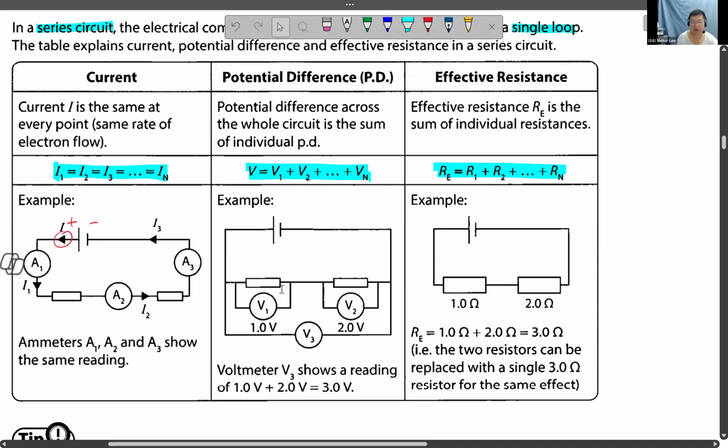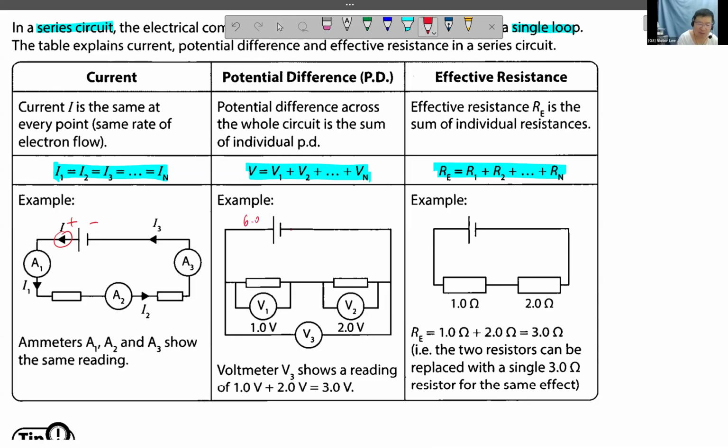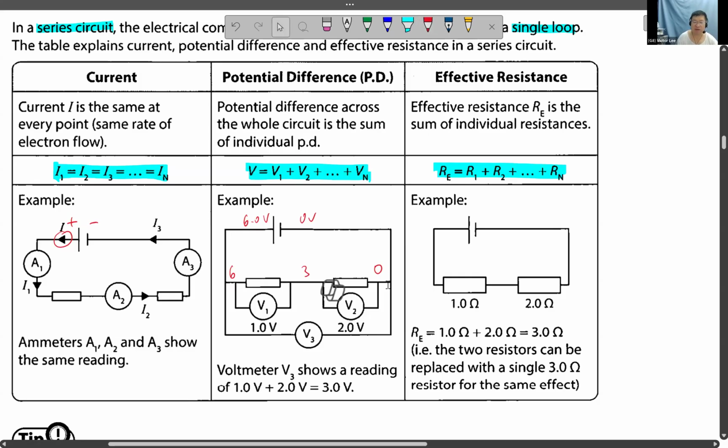Now the potential difference is a sum. For example, the EMF of the battery is equal to the sum of the potential differences in a series circuit. You can imagine potential difference is like a slope, where the water flows from high, say 6.0 volt, to 0 volt. If the resistance is the same, it goes 6 volt, 3 volt, 0 volt. So the potential goes down from 6 to 3 and then 3 to 0 if they are the same resistor. Potential decreases proportionally across the resistors.